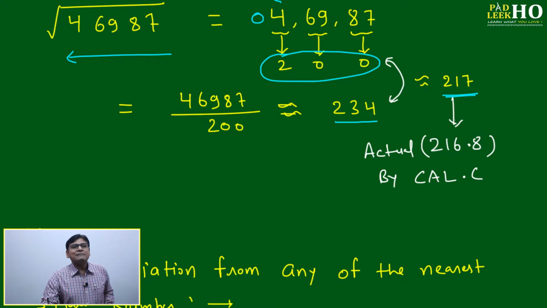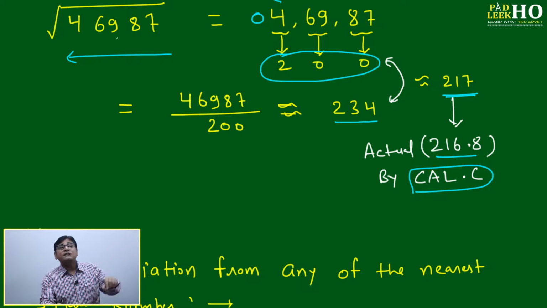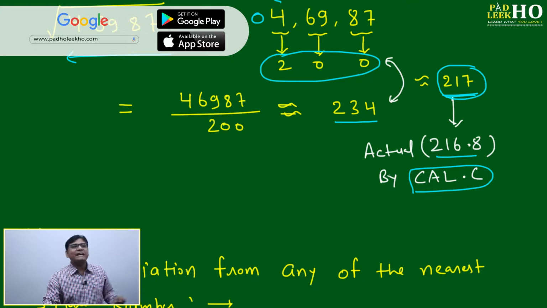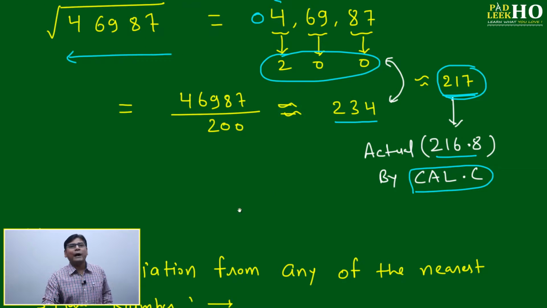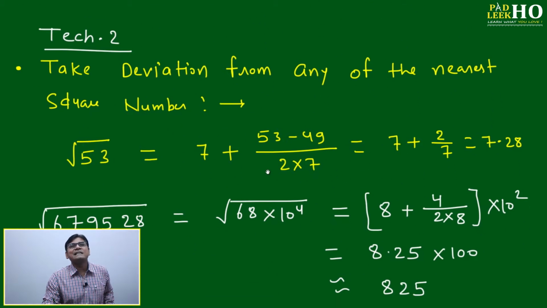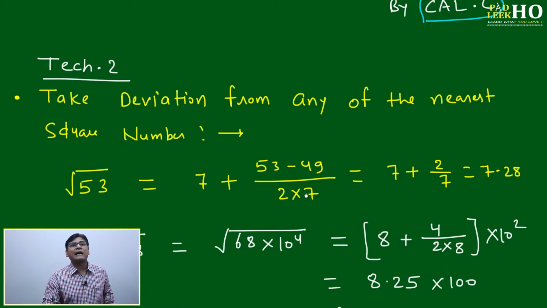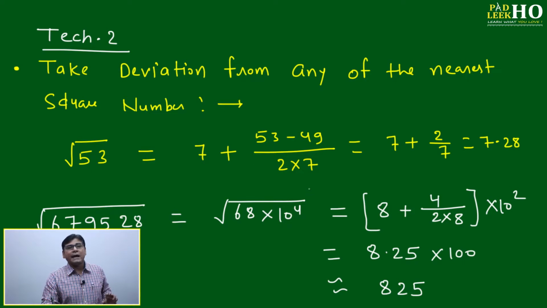Then for this 217, if you calculate the actual value from a calculator, either in an exam or just for checking purposes, for 46987 the actual value will come 216.8. Your approximate value is coming 217. How much difference is there? Negligible, only 0.2. You cannot say it is a big difference or that it is going to affect your answer. If you take 217 or the actual value 216.8, both are the same. It is not going to affect your calculation or your actual answer.